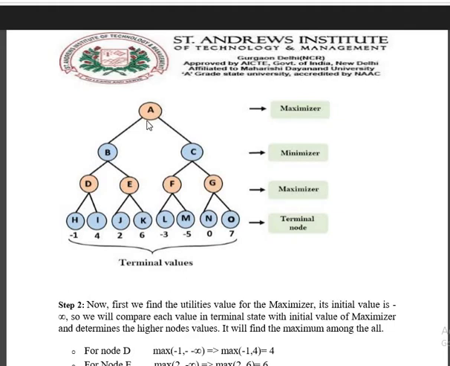So when the maximizer is in the initial state, starting from the root node A, let's say player 1, who is the maximizer, has two options: either he can move to this B part or he can move to the C part. So these are the two states of movement which can be done. This traversing will continue till the leaf node, and then backtracking will be applied.